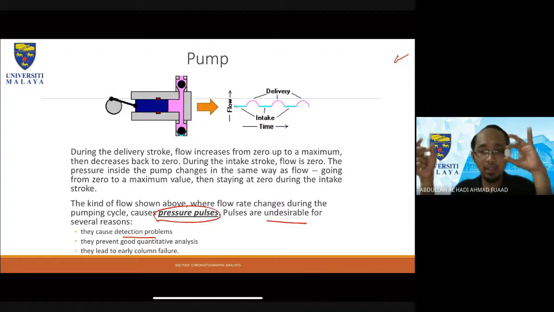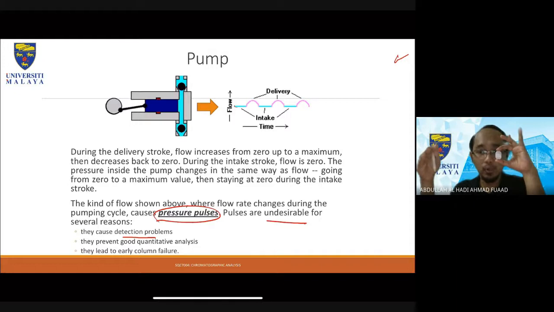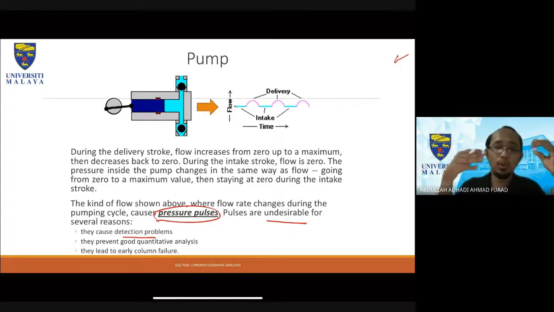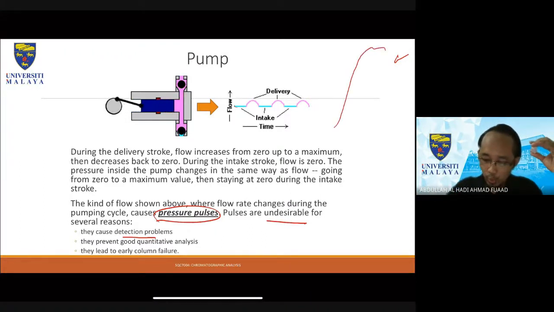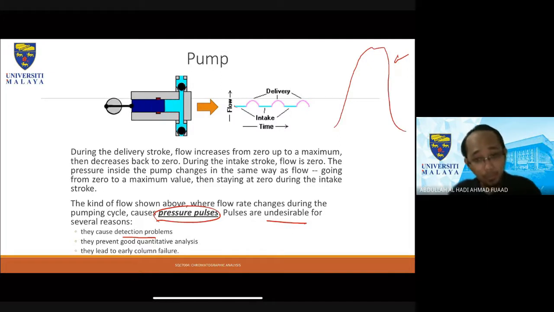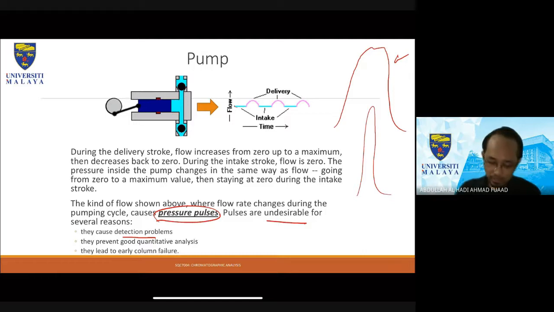So under high pressure, you might move very, very quick. And then under a normal flow, it slows down and then moves quick again and then slows down. So the detector might actually detect a very huge peak or a broad peak. But perhaps if you change to a better pump, you'll get a more uniform peak. Okay, so that's one option. It prevents good quality analysis, of course, and leads to earlier column failure.